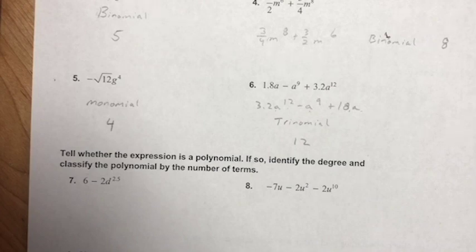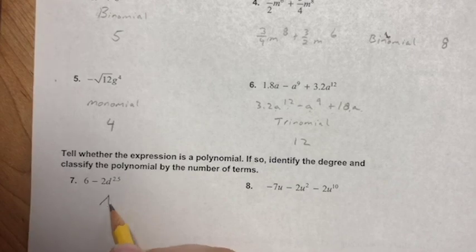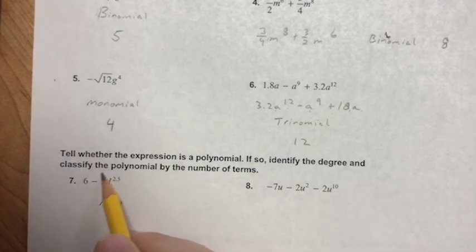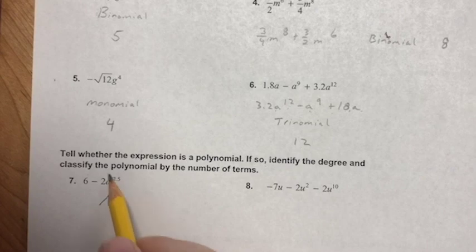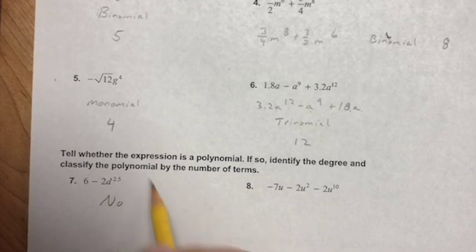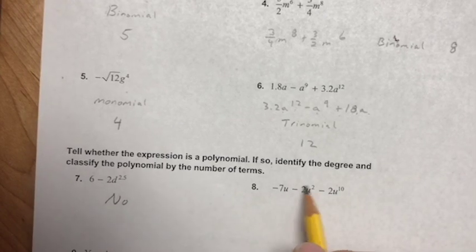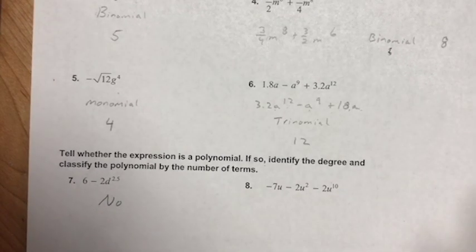All right, so right off the bat, if we look at this one, it says 2d to the 2.5. Stop. The answer to this is no. It is not a polynomial because of this. Remember what we stated at the very beginning of the video? A monomial, this right here, has to have an exponent that's a whole number. It cannot be a decimal. So this is not a polynomial. Looking at 8, notice that all the exponents are solid, so that's great.